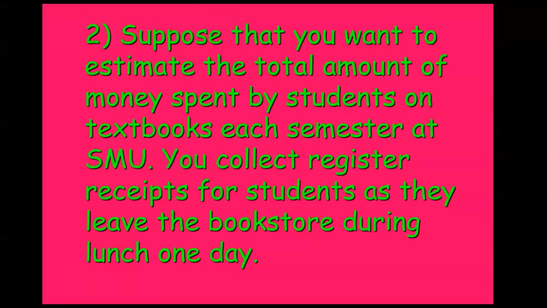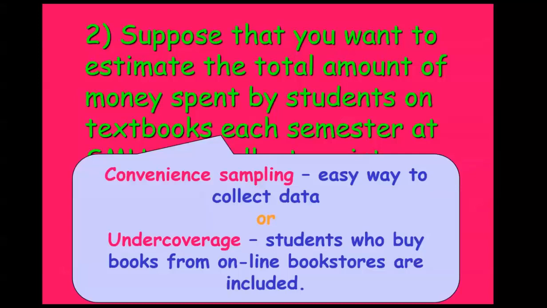Suppose you want to estimate the total amount of money spent by students on textbooks each semester at college. You collect register receipts for students as they leave the bookstore during lunch one day. What kind of bias could be here? There's kind of two main ones that stand out. Convenience sampling would be an easy way to collect the data. Or undercoverage, meaning you'd only talk to students at the bookstore. What about the online kids? The method you chose would not count the online students, and I think nowadays that's a bigger percentage than the ones that go to the physical bookstore.